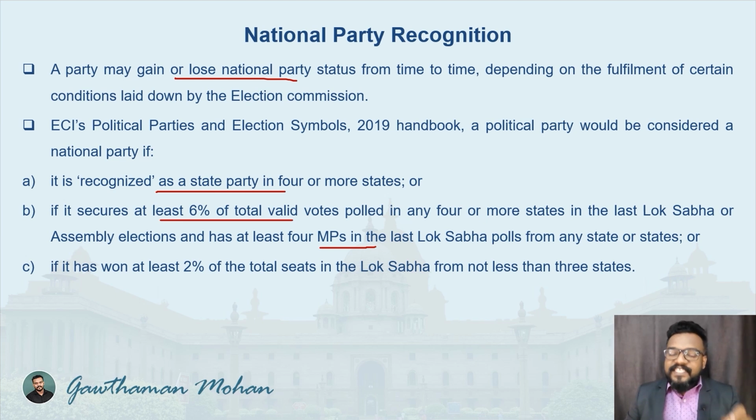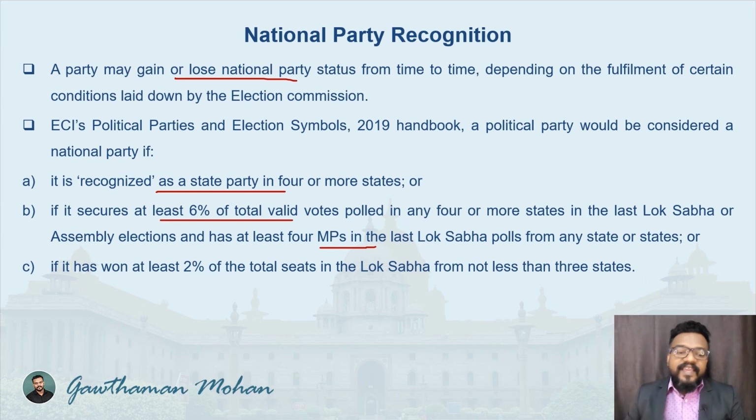One is 6% of the total valid votes polled in 4 or more states in the last Lok Sabha or the state legislative assembly elections. The second one is that in the last Lok Sabha elections, this party should have at least 4 MPs, and they can be from a particular state or from different states.